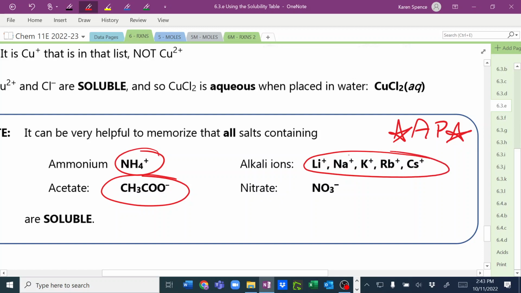You'll notice francium isn't there. That's because francium is radioactive and it doesn't stay around long enough to form a solid or not a solid. It just decays. And nitrate. Okay?